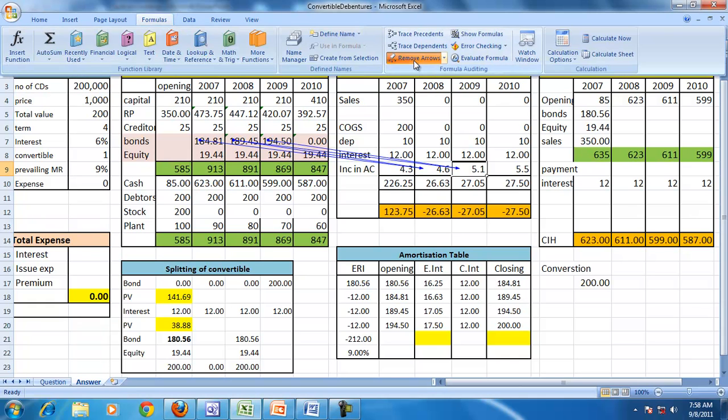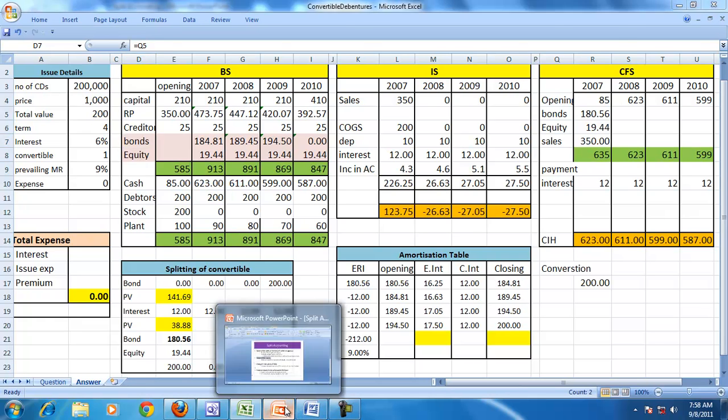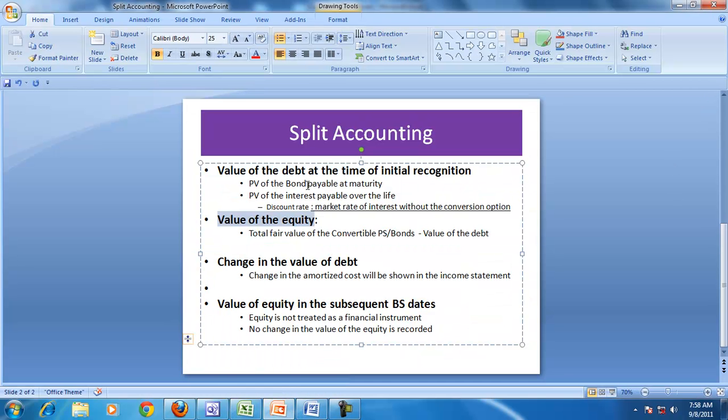That is different from if you don't show the conversion and just show the bonds as the bonds on the balance sheet. So in a split accounting, the amount of the convertible bonds or convertible preference share has to be divided into the compound instruments, that is the debt and equity, at the initial recognition only.